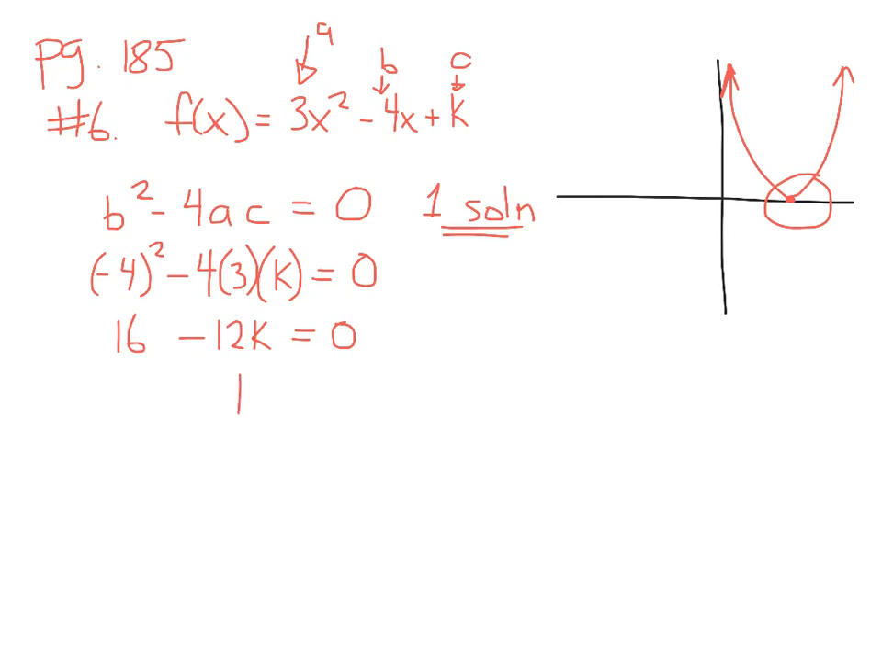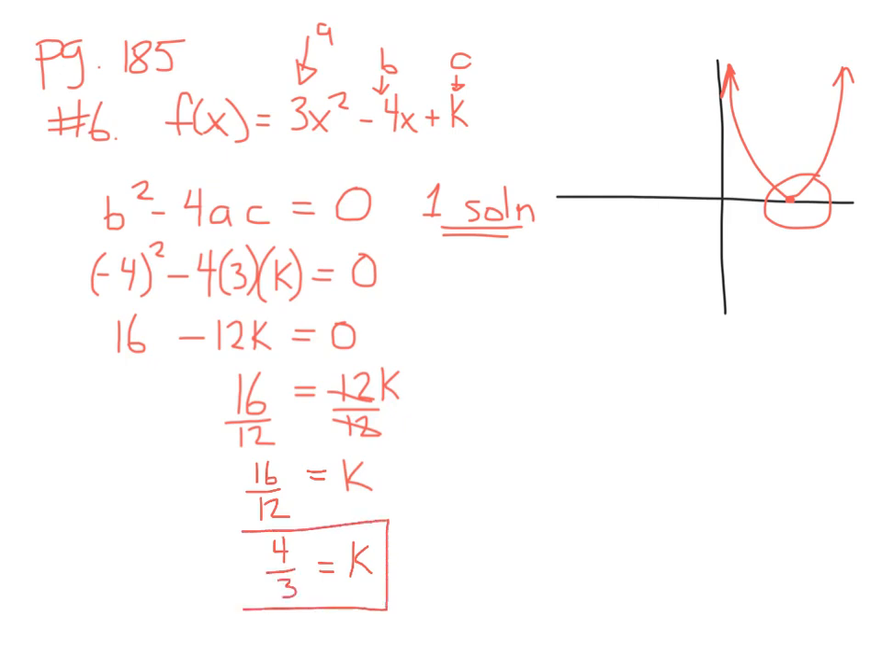And now solving for this, I'll just bring the negative 12k to the other side, which will be 0 plus 12k, so 16 equals 12k. Dividing both sides by 12, I'm going to get that k is equal to 16 over 12, and I know that this can be reduced. Both top and bottom are divisible by 4, so I will get 4/3. So k, in order for there to be only one solution, has to be equal to 4/3.